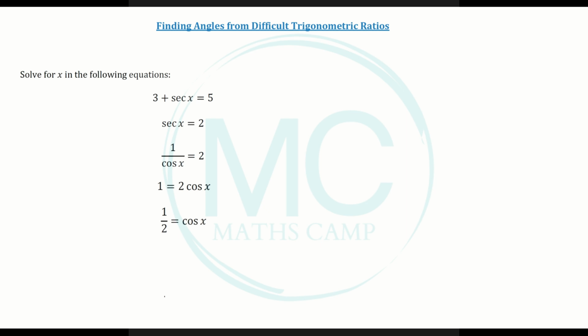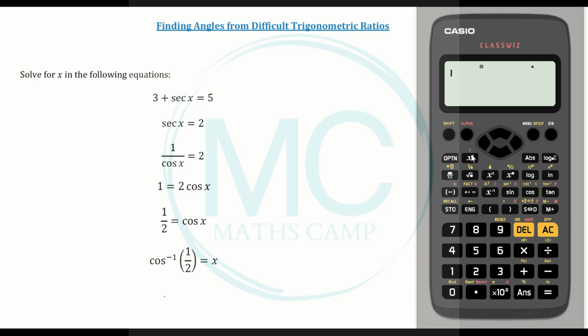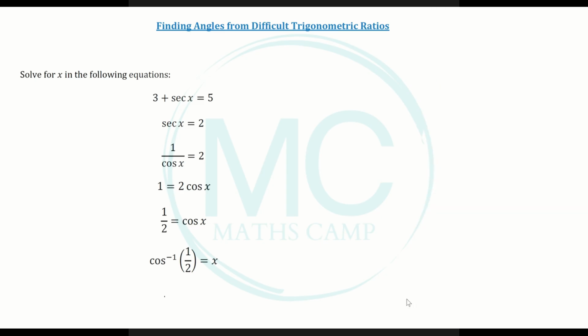And now we can solve for x. So let's move cos to the left-hand side, and we get cos to the negative 1 multiplied by the bracket 1 over 2 is equal to x. Now let's get our calculator. We say shift cos in the bracket 1 divided by 2, close the bracket, is equal to 60. So in this case, x is equal to 60 degrees.